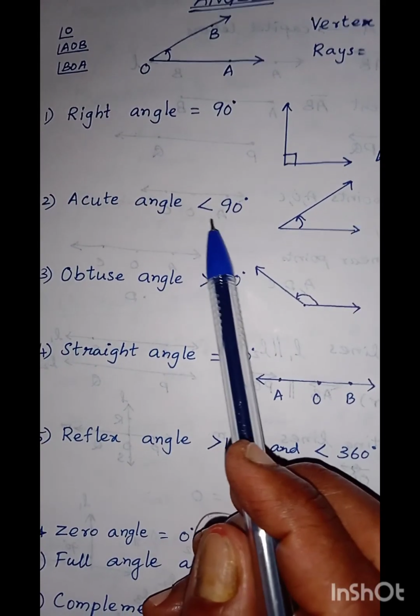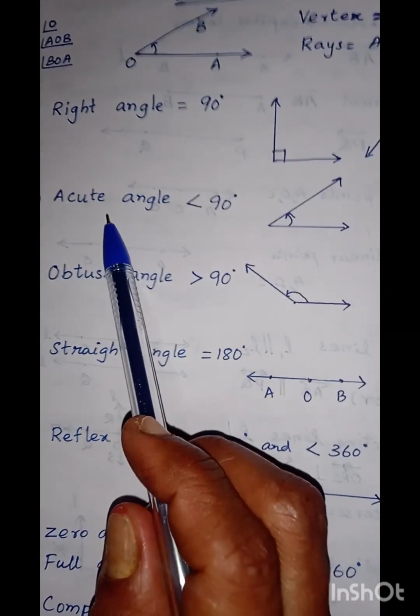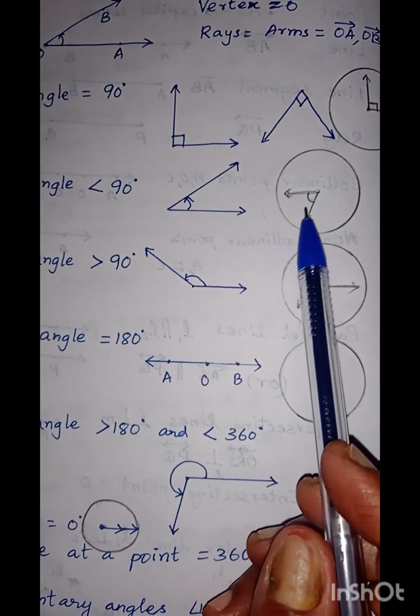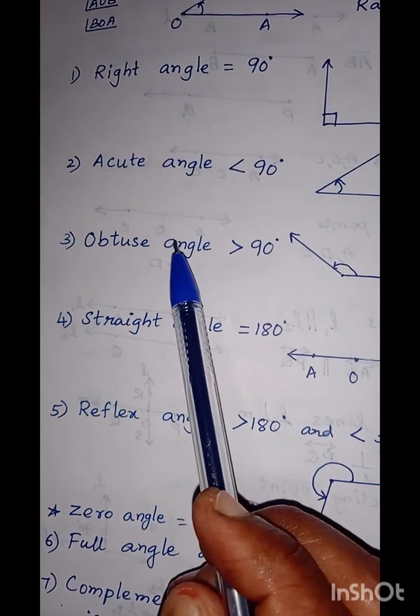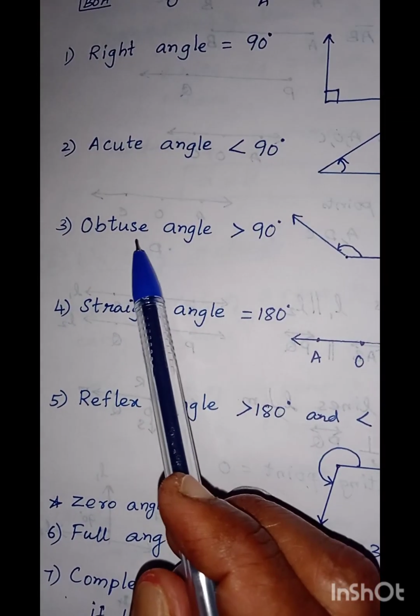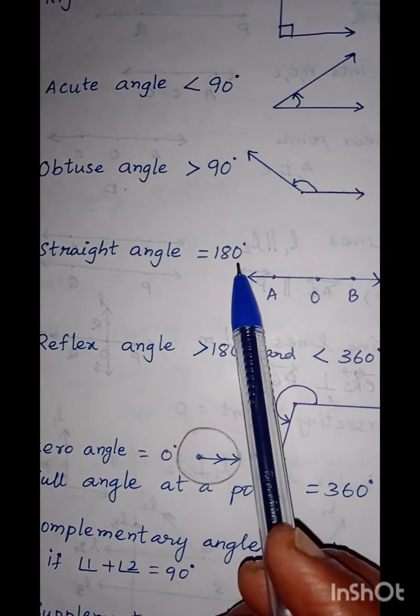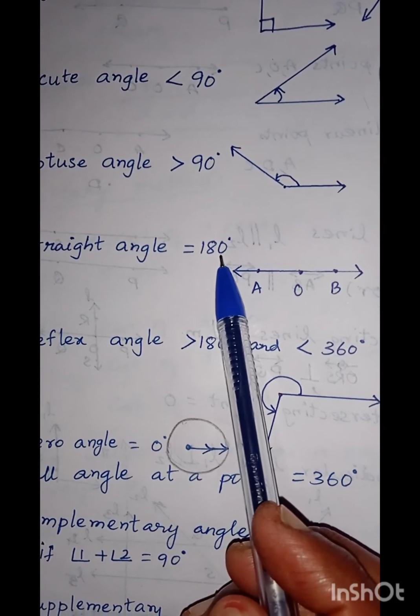Next, if the angle is less than 90 degree, it is called acute angle, and we can see in the clock like this. This is an example. And if the angle is greater than 90 degree, it is called obtuse angle. Okay. Next, straight angle is equal to 180 degree. It is formed on a straight line.